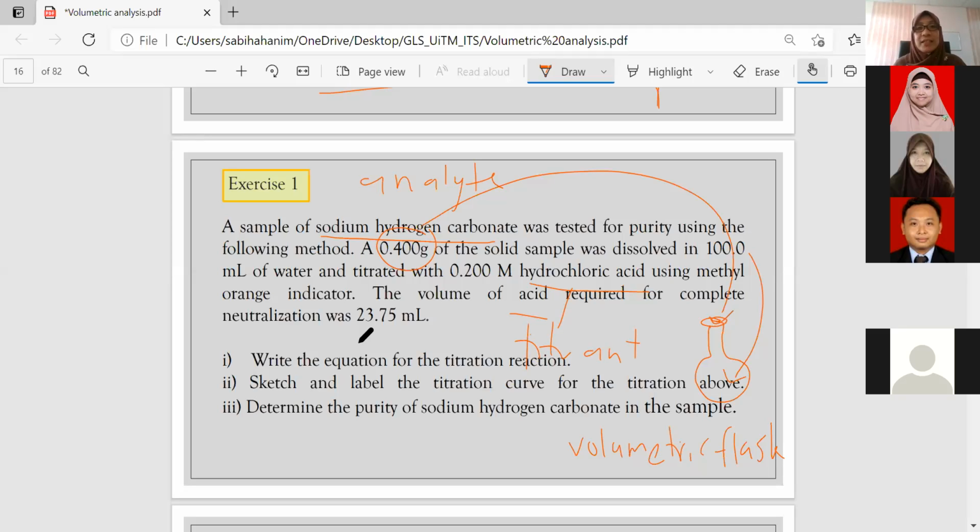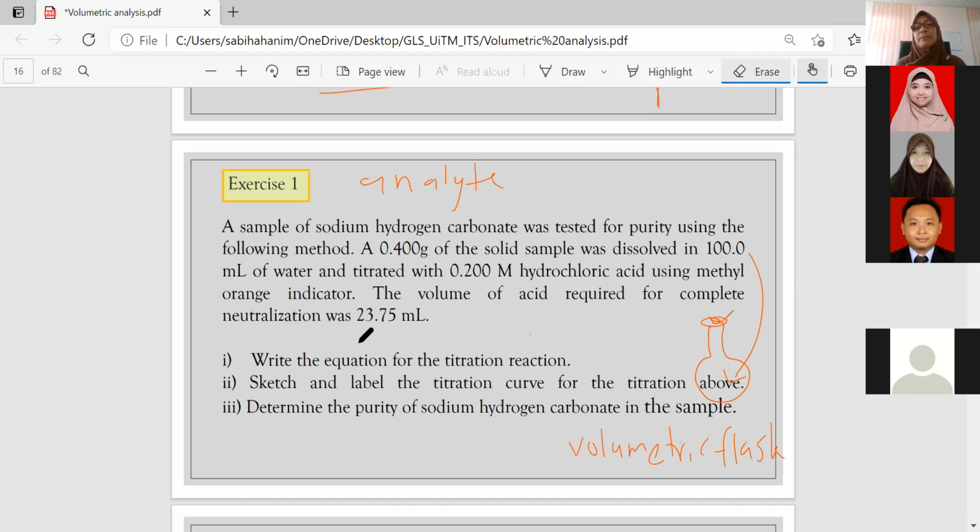In Bahasa, identify we can say kenal pasti. I'm not sure whether that is the correct word. You need to know which one is the analyte and which one is the titrant. In this case, the analyte is sodium hydrogen carbonate, and the question says it is titrated with 0.200 molar hydrochloric acid. The word titrated tells us that is the titrant, right? When we know that, we know how to plot the titration curve. So you must identify the analyte and the titrant.